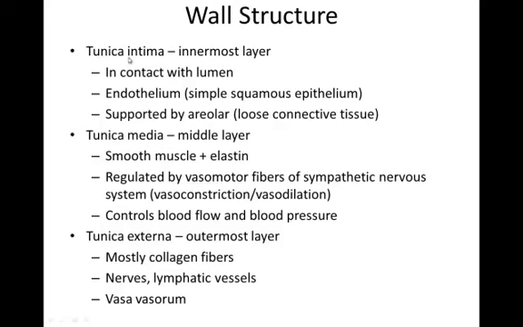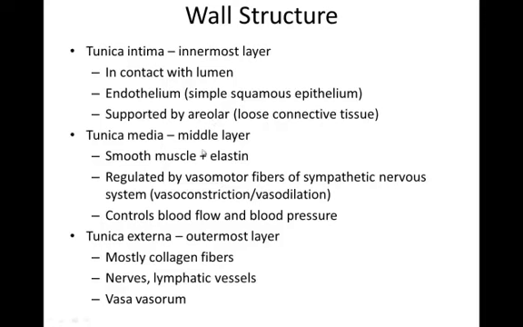The tunica intima, or the innermost layer, is the layer that's in contact with the blood, or we could say it's in contact with the lumen, the open region, and that's the layer that's lined with endothelium, or simple squamous epithelial tissue. And underneath that simple squamous epithelial tissue, we're always going to be supported by areolar tissue, or in the book now, since we're out of chapter 4, we just call it loose connective tissue.